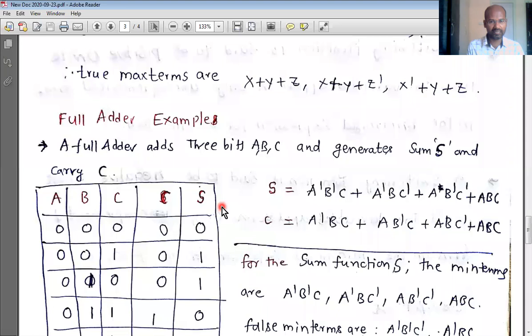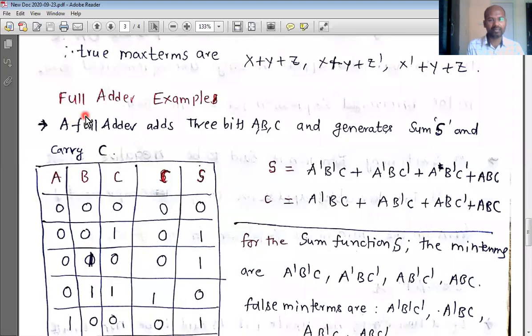Now let's understand min terms and max terms with one example: how min terms and max terms can be used to get the expression by using the truth table. The problem is the full adder problem. The task is to develop a full adder circuit. What is a full adder? The circuit which adds 3 bits, not variables, 3 bits. The circuit that adds 3 bits is called a full adder, and we are generalizing it.